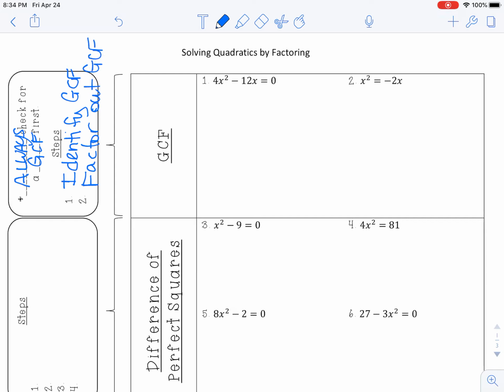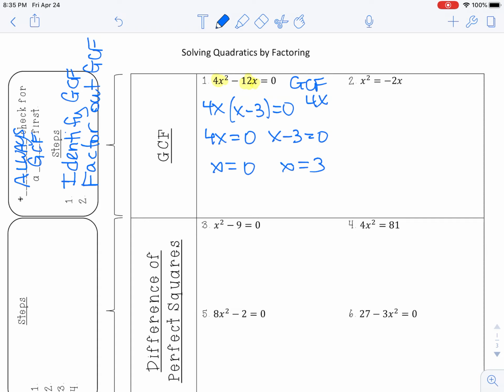So looking at the first example, I see that I have a 4 and an x, and 4 is a factor of 12, and there's also an x. So the GCF is 4x. So factor that out. And then to solve a quadratic, you just set each factor equal to 0. So you get x equals 0 and x equals 3.